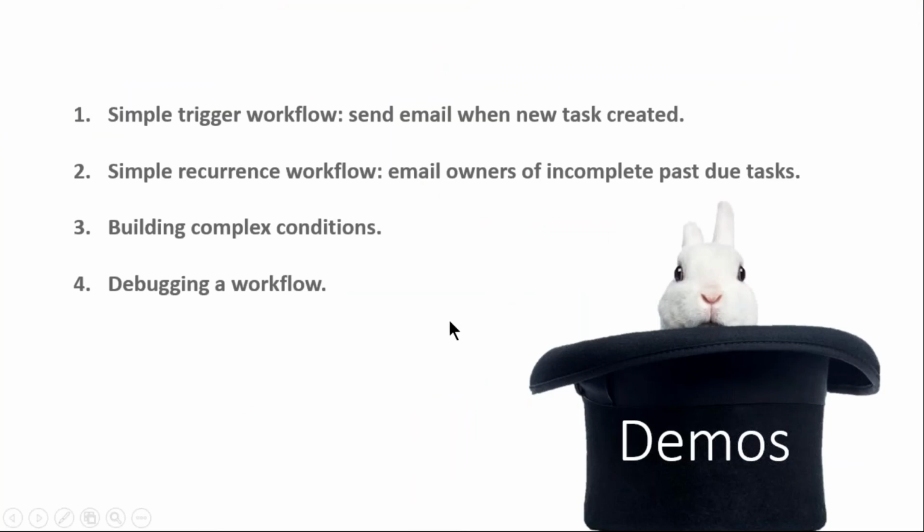Okay, so I'm going to go through some demos now because this is really best taught by example. We're going to do everything based off a very simple task list that I just created. And we're going to go through building a simple trigger workflow. We're going to send an email when a new task is created. And then I'm going to build a simple recurrence workflow which will email all of the owners of incomplete past due tasks. So this is very simple stuff, things that you run into normally in a business situation.